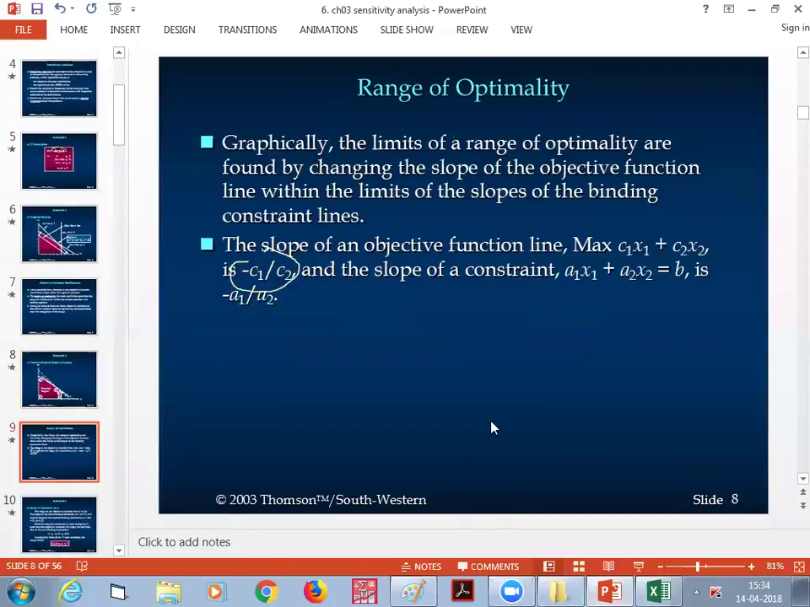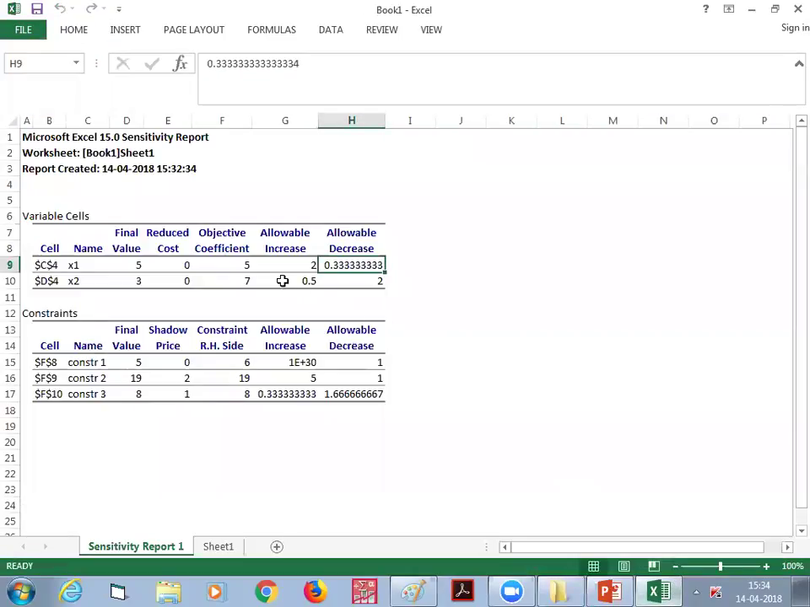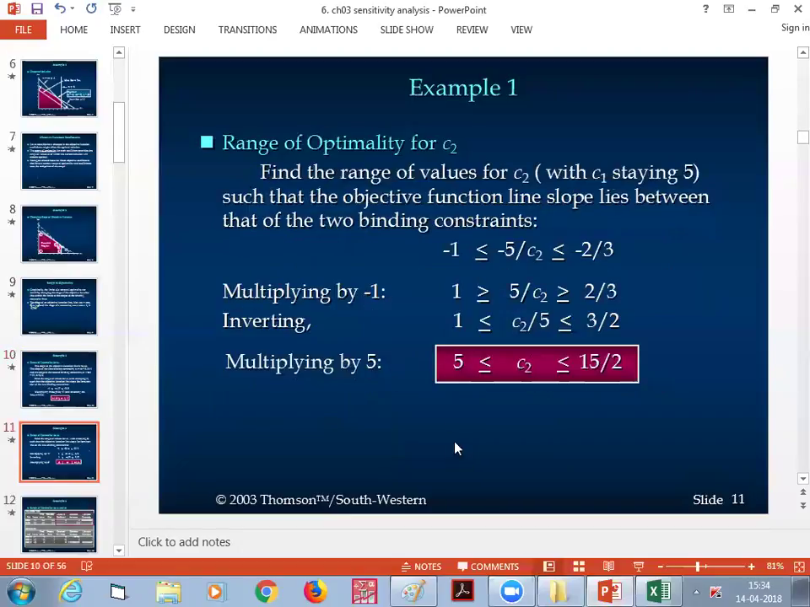How much did we get here? So lower bound was 14 by 3, which is how much? 4.6666. Upper bound is 7. Okay. And same thing here for C2. Lower bound is 7 minus 2, which is 5. Upper bound is 7 plus 0.5, which is 7.5, which is what we got here also, right? 5 to 7.5. So within these ranges, our solution remains optimal.